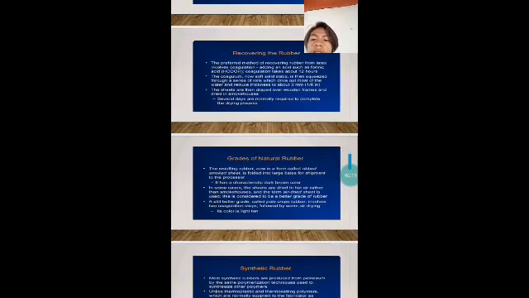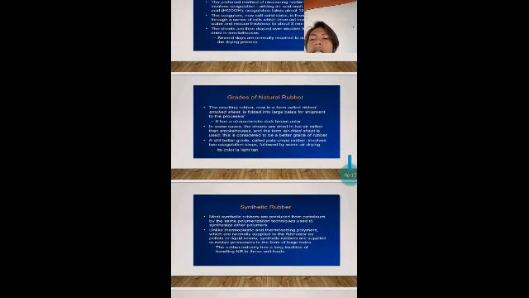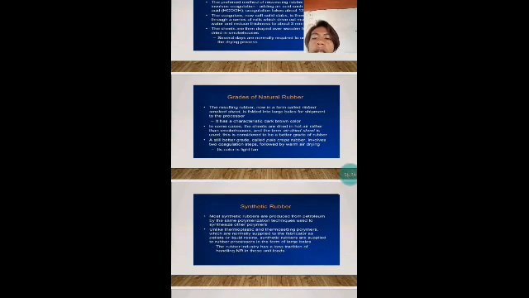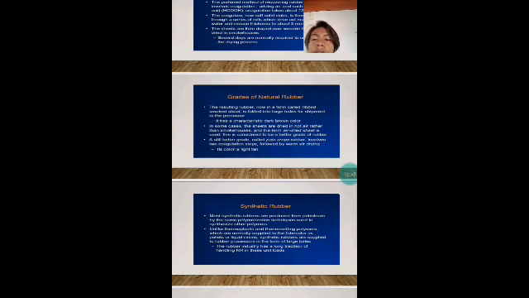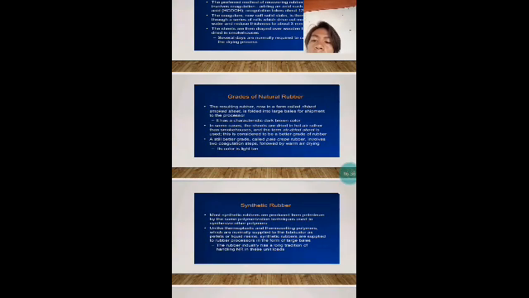Grades of natural rubber. The resulting rubber, now in a form called ribbed smoke sheet, is folded into large bales for shipment to the processor. It has a characteristic dark brown color. So these are the grades, the first being called ribbed smoke sheet, and its color is dark brown.